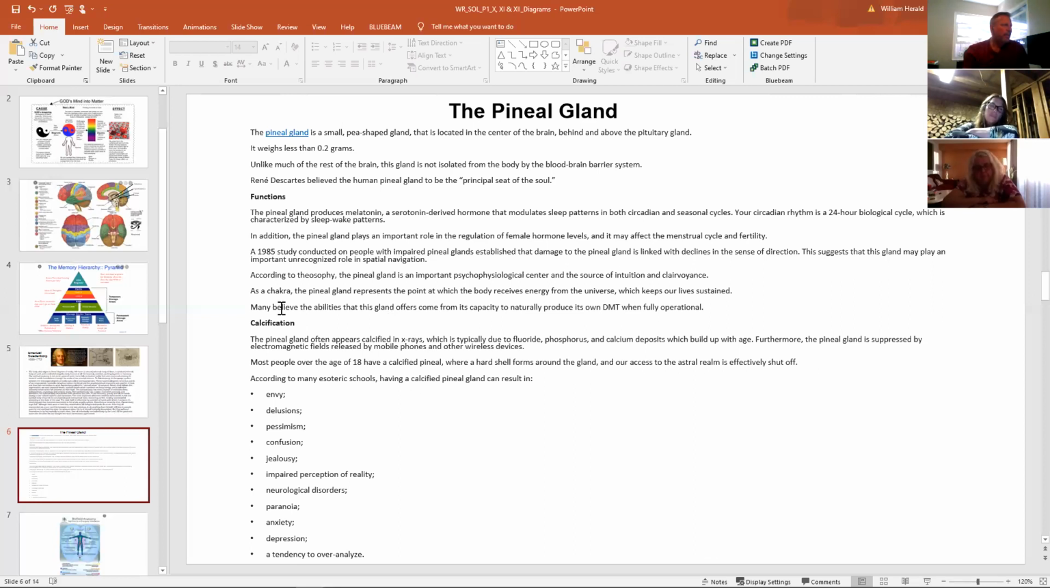So many believe the abilities this gland offers come from its capacity to naturally produce its own DMT when fully operational. And you guys know what DMT is, right? This is plant medicine. This is what some people take to enter the spirit world, to see different things. Well, the pineal gland can produce that on its own when it's functioning properly.